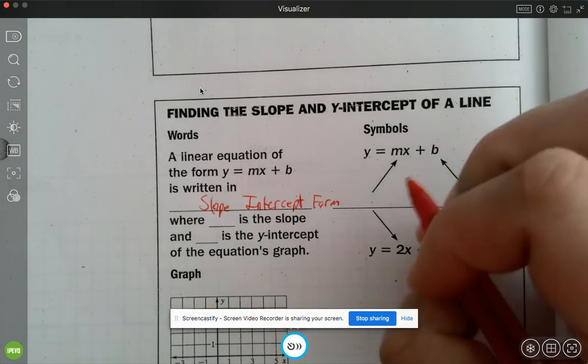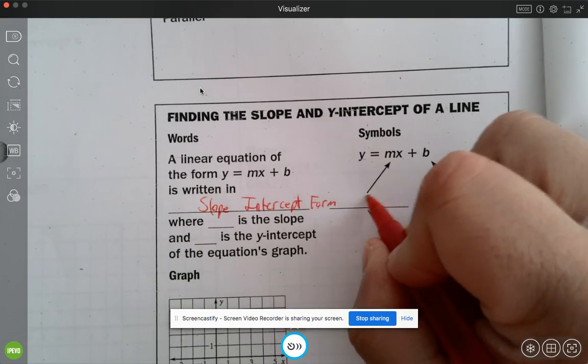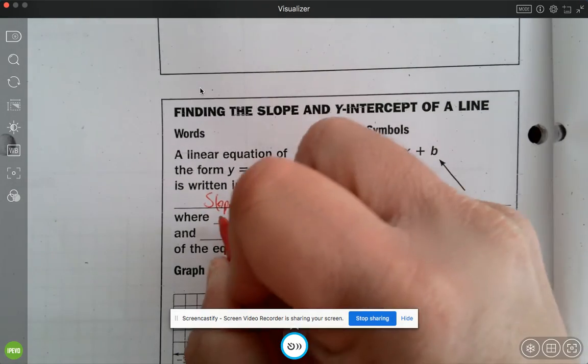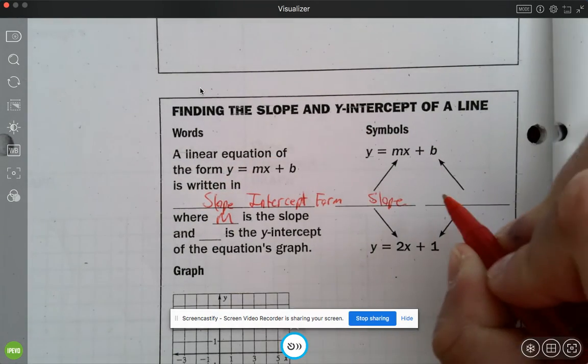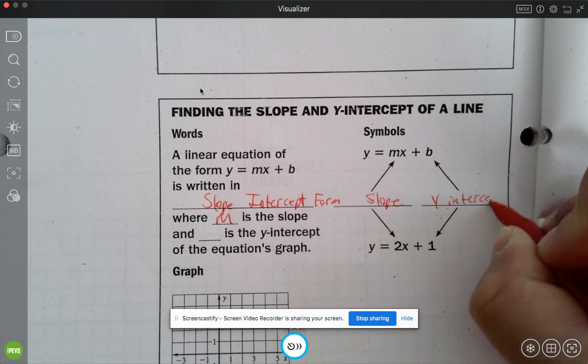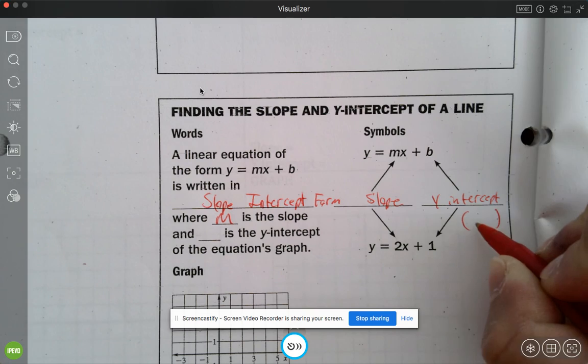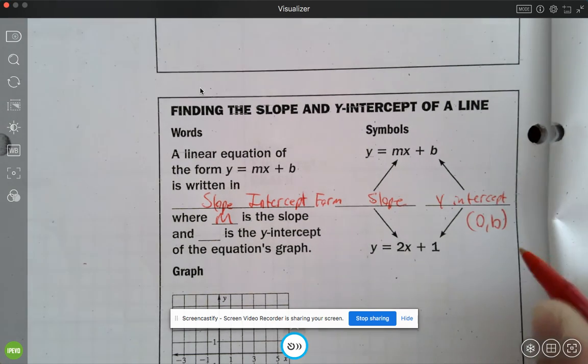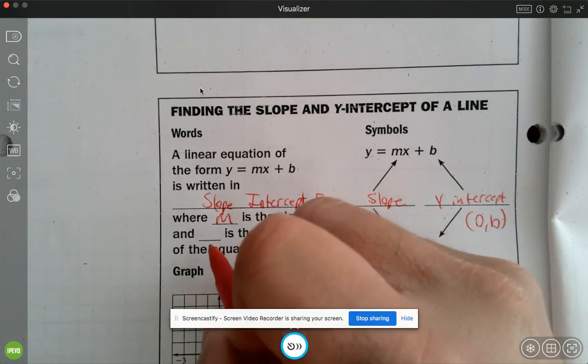Obviously, M is your slope, and B is your y-intercept. You can even put it in the format of (0, b). So that's always your y-intercept, B.